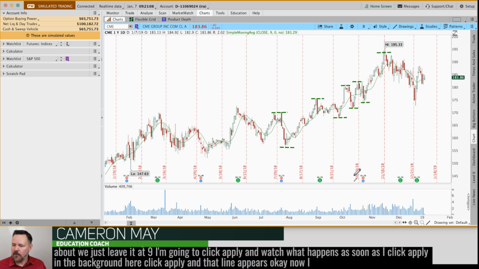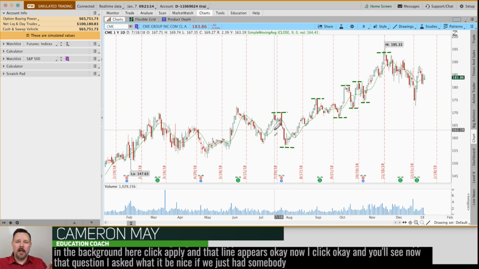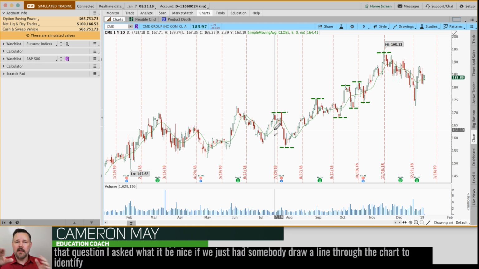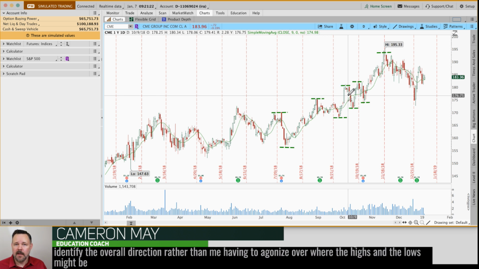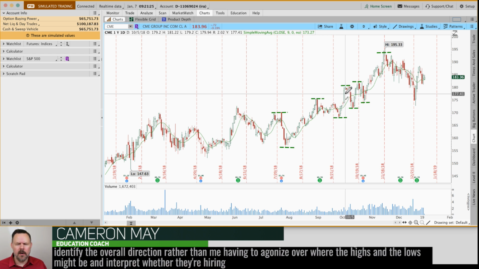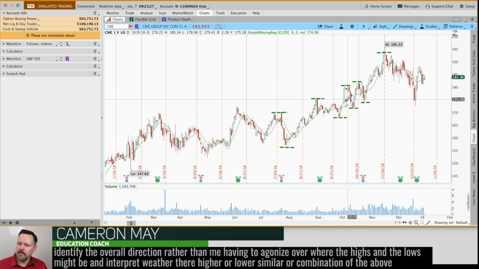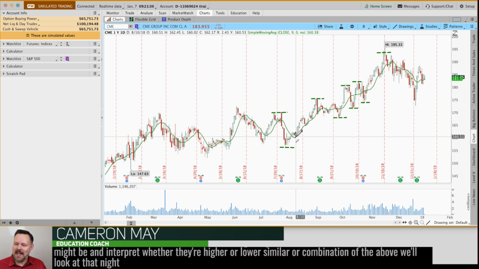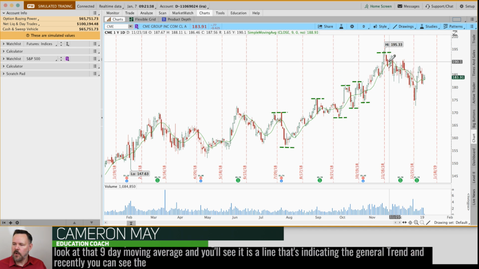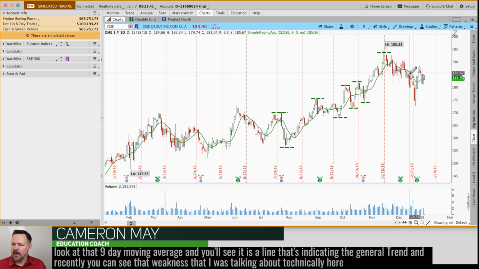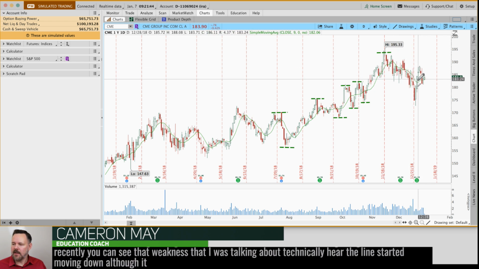Okay. Now I click OK, and you'll see, you know that question I asked, wouldn't it be nice if we just had somebody draw a line through the chart to identify the overall direction rather than me having to agonize over where the highs and the lows might be and interpret whether they're higher or lower or similar or a combination of the above? Well, look at that 9-day moving average, and you'll see it is a line that's indicating the general trend, and recently you can see that weakness that I was talking about technically here. The line started moving down, although it started to point just slightly upward again recently.